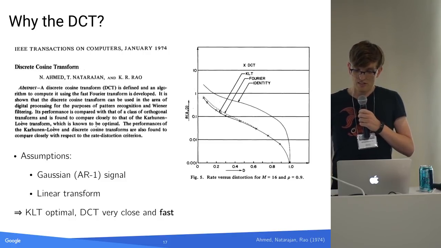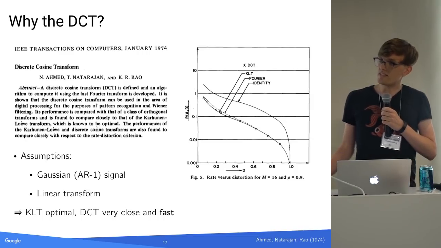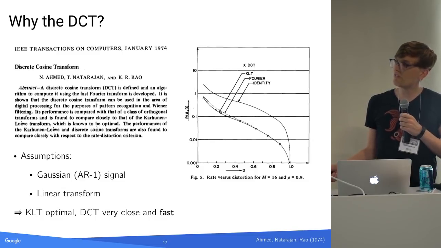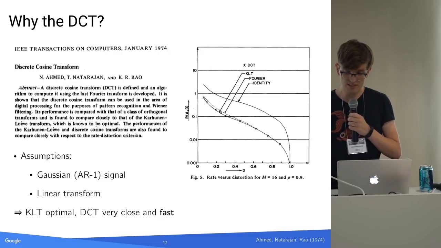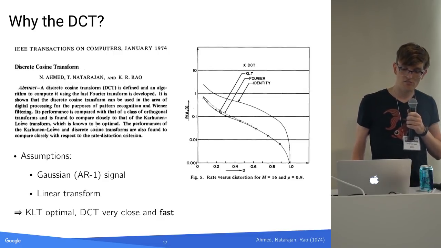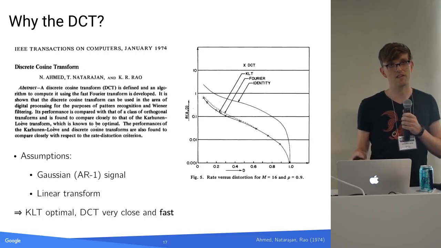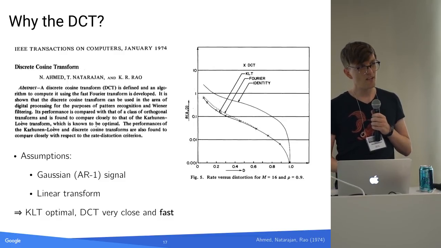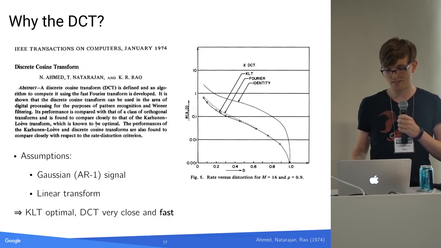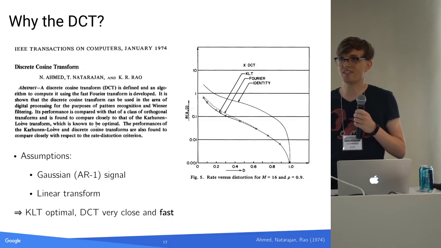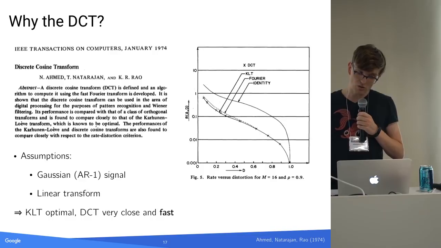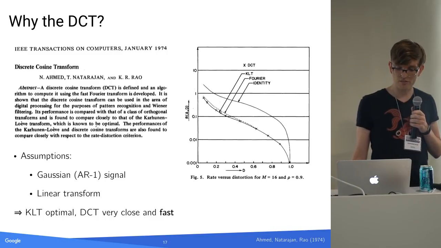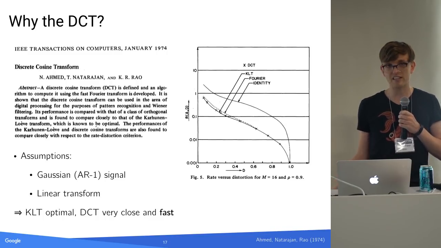What's interesting here are the assumptions that the authors based their analysis on. The authors say in the paper that it's really true only for AR1 signals or for Gaussian signals. But another assumption that's not really even mentioned in the paper is that they're looking for a linear transform. So the KLT is the best linear transform. And we can't really blame them for omitting that assumption, because in 1974, well, linear transforms were basically all you could do. In general, though, when we do image compression, the signal is not Gaussian, it's highly non-Gaussian, and the rate distortion optimal transform is very likely not linear.